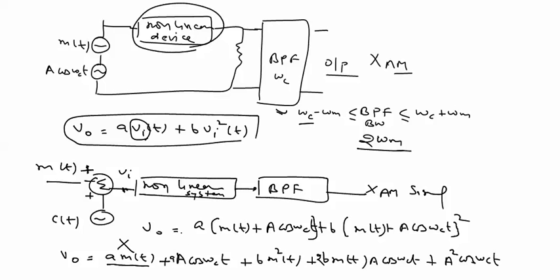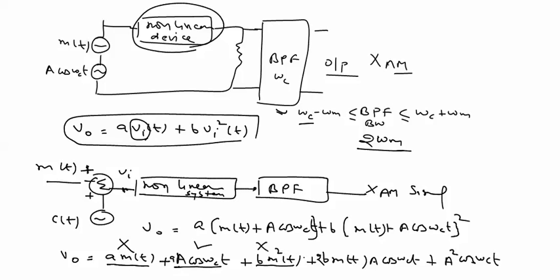This procedure is very important. This procedure is repeatedly asked in the GATE examination. A lot of frequency components are generated through the process, and after passing through a band pass filter or maybe a low pass filter, what will be the result? The procedure is very important. This term will be selected.